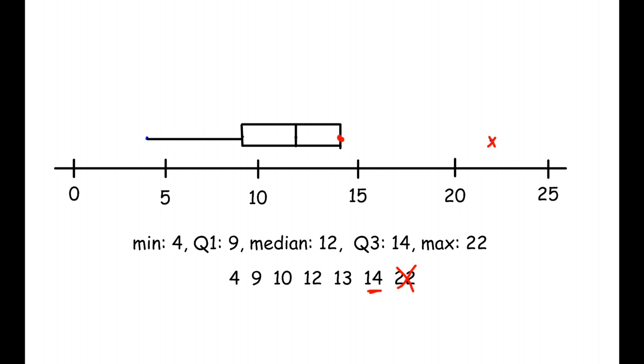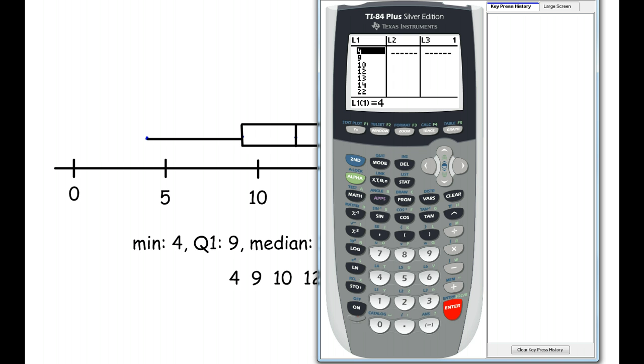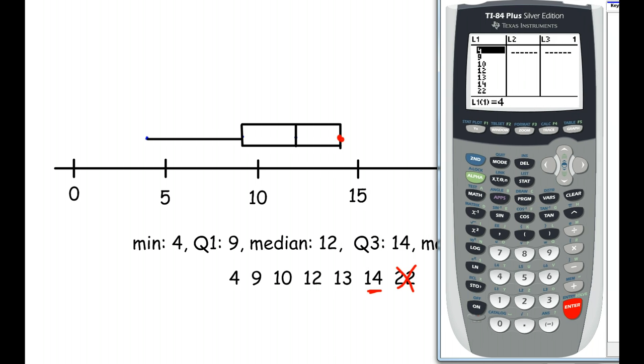Now you're probably wondering, can I do that on my calculator? The answer is yes, you can. Now it's not as easy to read, so it's not quite as handy, but it's not a bad thing to know how to do, especially if you want to check yourself. Make sure you have all your numbers here, 4 through 22, punched in your list 1 in your calculator.